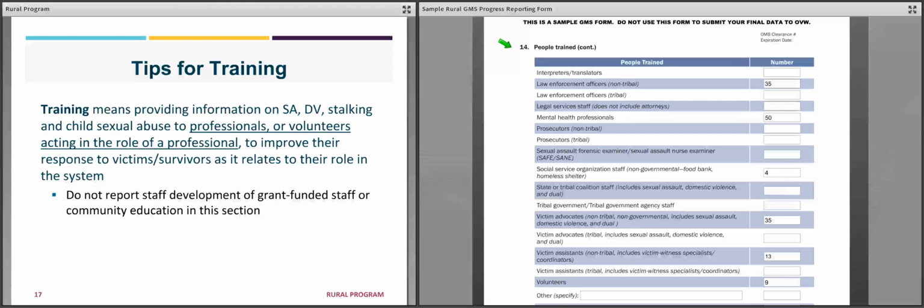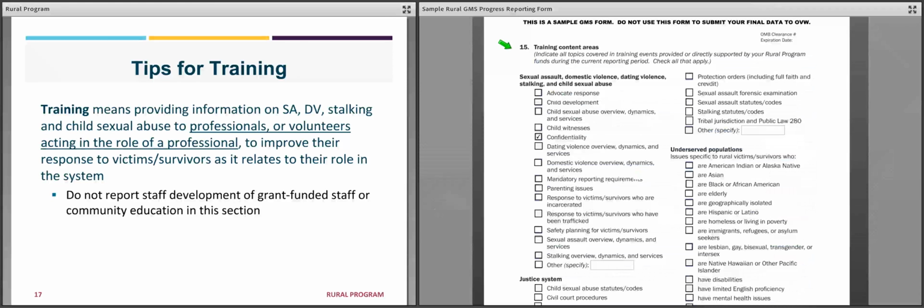Again, do not count grant-funded staff when grant-funded staff attend a grant-funded training event. This is considered staff development and is not reported on this form. What would be great if you wanted to include that information is to report it in one of the optional additional information questions where you can write about what the grant funds were able to help grant-funded staff do, and in that way, you're still able to report that information.